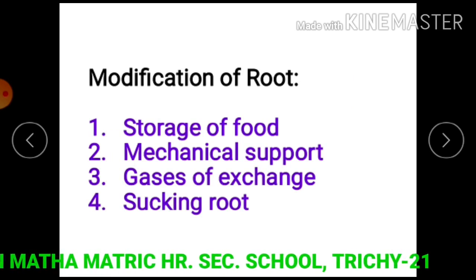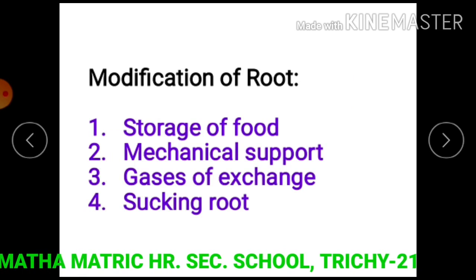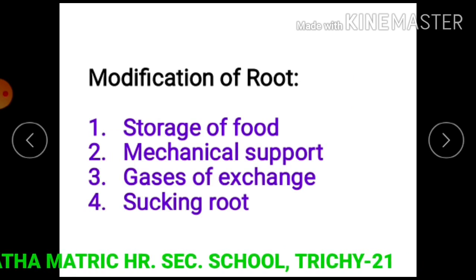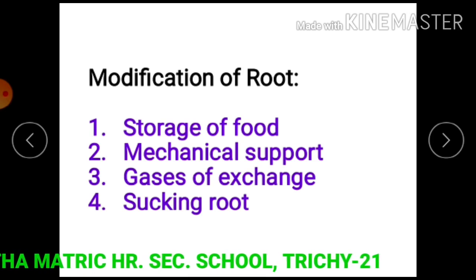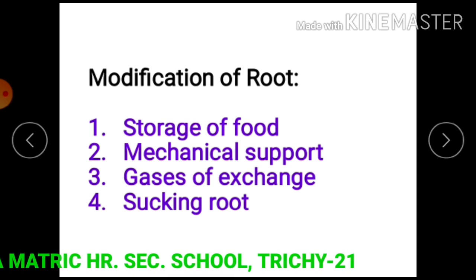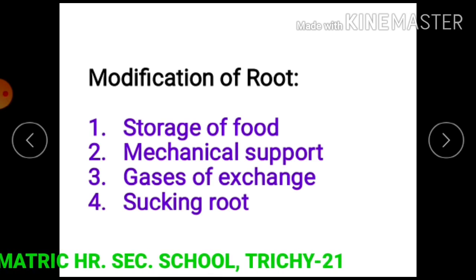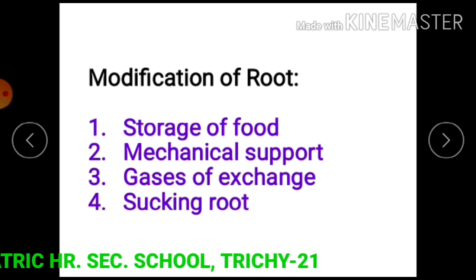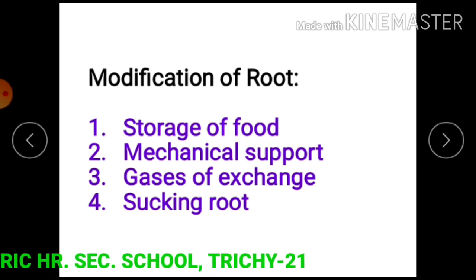Modification of root. To perform special functions, the roots change their size and shape. Storage of food, mechanical support, gaseous exchange, and sucking roots.